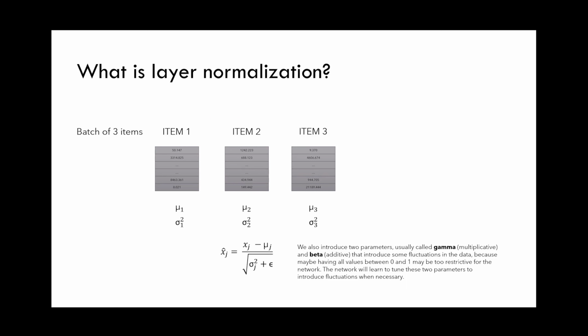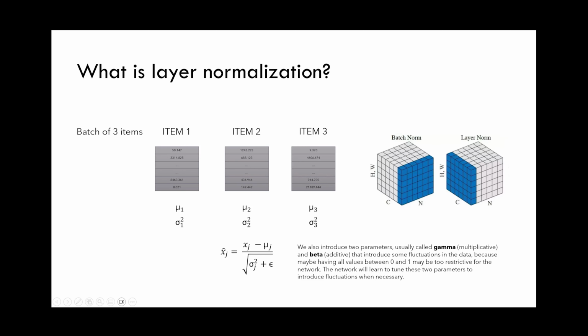We also introduce two parameters, one called gamma and one called beta. Gamma is multiplicative and beta is additive, to introduce some fluctuations in this normalized data, because this normalized data is distributed between 0 and 1. But maybe 0 and 1 are too restrictive for the network to learn something meaningful, so sometimes the network may want to amplify these values. By introducing these two parameters, learnable by the model, gamma and beta, the model can learn to multiply each of these values by gamma or add beta when it wants to amplify one of them.